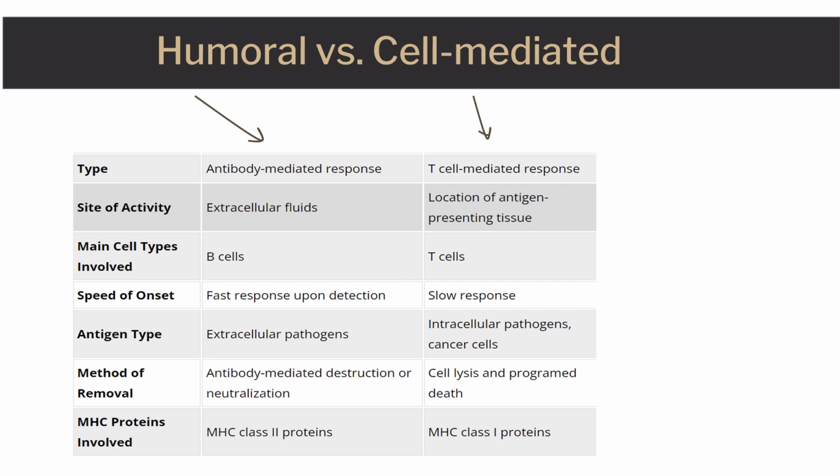Extracellular microorganisms and their poisons are targeted by humoral immunity. Intracellular microorganisms, such as bacteria and tumor cells, are targets of cell-mediated immunity. The Ig, CD40, CD21, and Fc receptors are the humoral immunity's accessory receptors. The accessory receptors of cell-mediated immunity are CD2, CD3, CD4, CD8, CD28, and integrins.